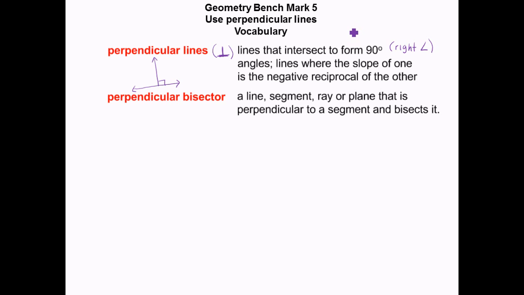And then we have the perpendicular bisector, which is any line, segment, ray, or plane that is perpendicular to a segment. It has to be a segment because it has to have length. And then it cuts it in half. So you have some line coming through, and you have some segment. It gets cut in half, and it's perpendicular. Okay.